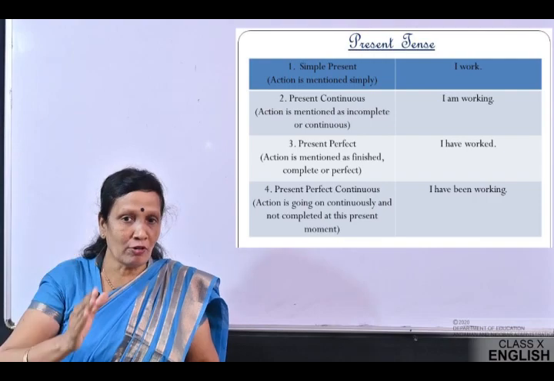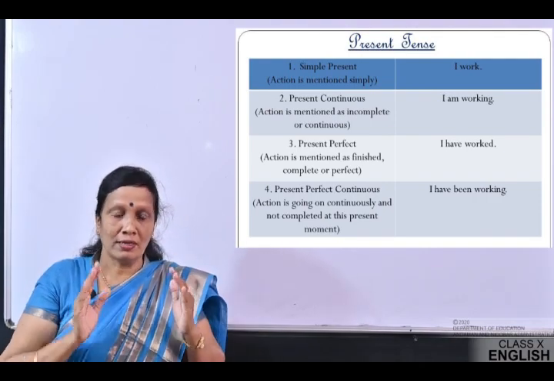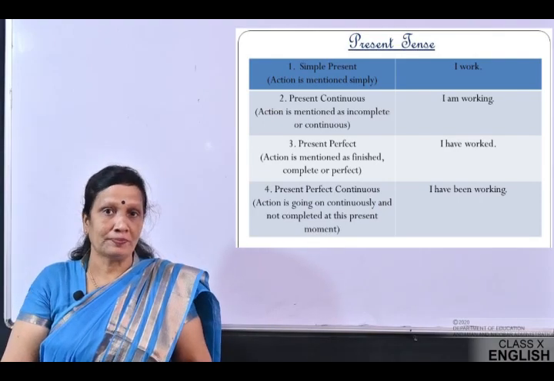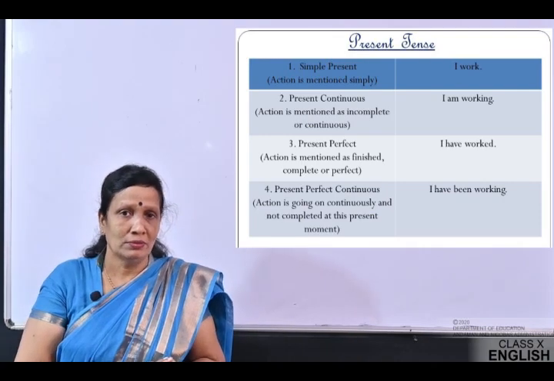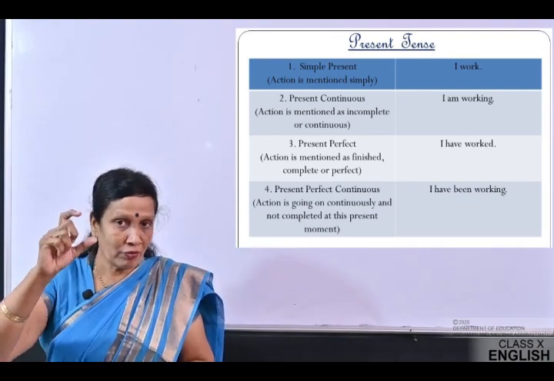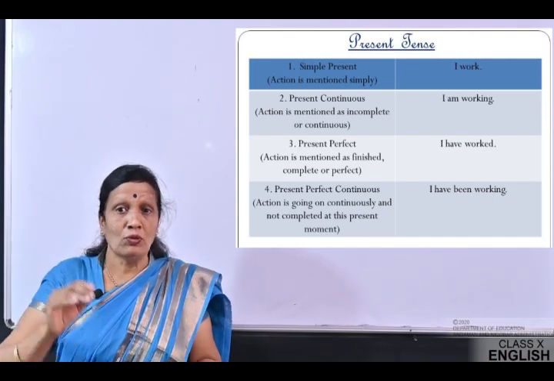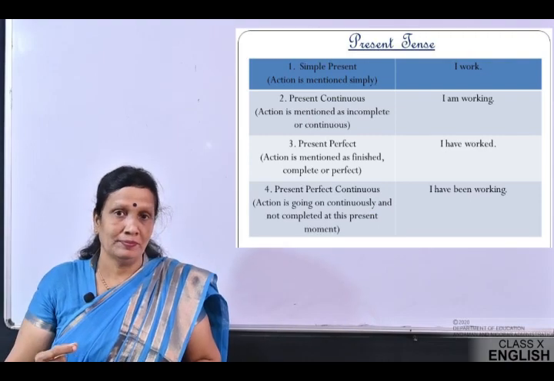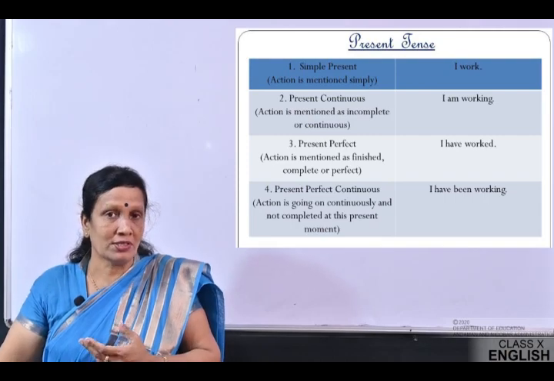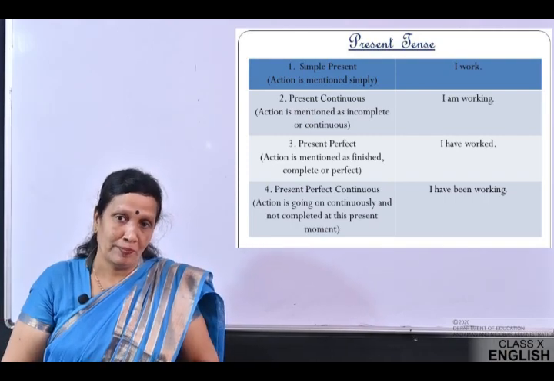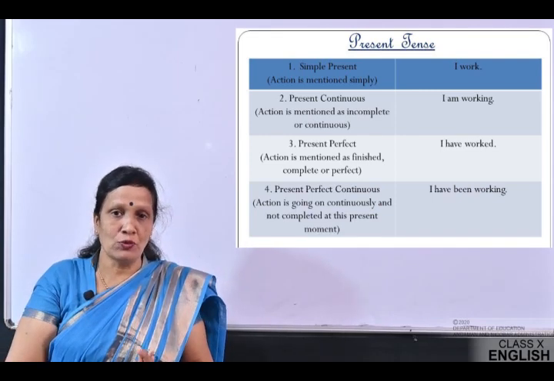Now the present perfect. Perfect means the action is finished or complete or perfect. That means my work has been completed. It's perfect now. I have finished my work. Perfect means I have done my work. My work is over. So, I have worked. It would be she has worked, he has worked, they have worked. Okay, I'll be discussing this with you.